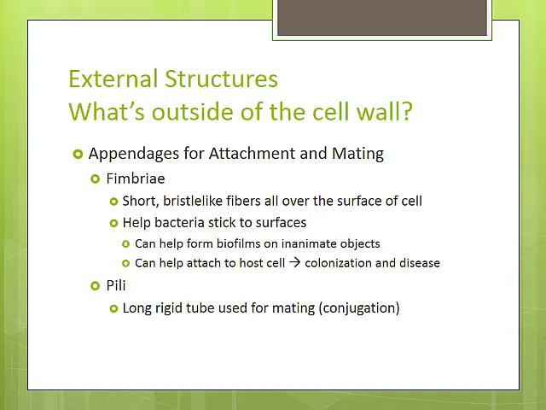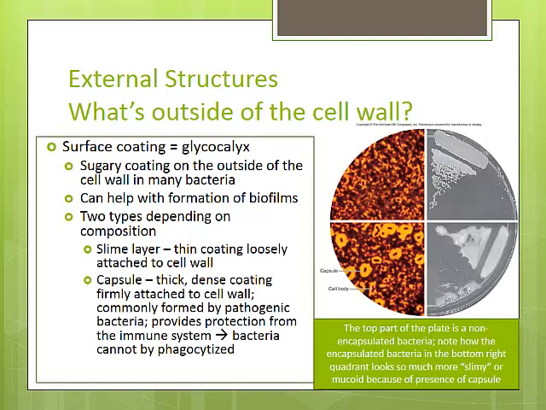But keep in mind, a fimbriae is going to be these short bristle-like hairs all over the surface of the cell, helps with attachment. Pillae are going to be long rigid tubes. Typically you're only going to see 1 or 2 on a bacterium, and those are used for mating or conjugation. So what else is outside of the cell wall?